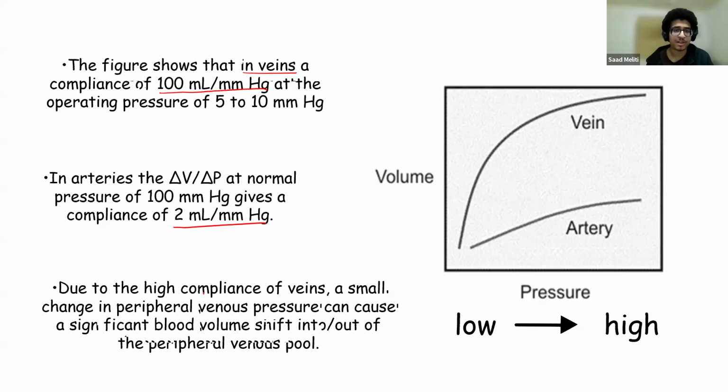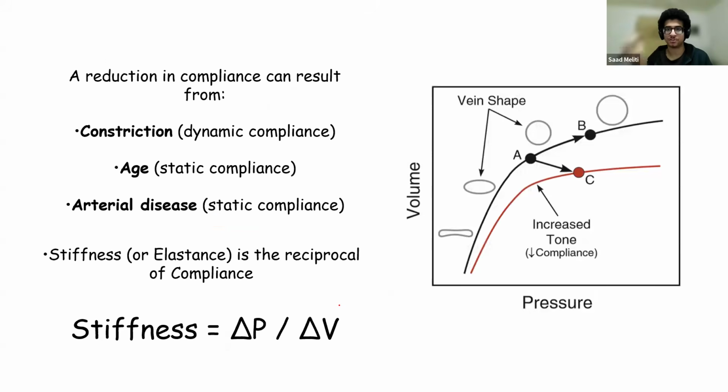So, like I said before, due to the high compliance of veins, even a small change in the peripheral venous pressure can cause a significant blood volume shift out of the peripheral venous pool. Even a small change in pressure, like when we increase the venous tone, for example, we can shift out a lot of blood back to the heart. I'll show you a graph of what this looks like right now. So this is the vein, and this is its normal compliance.